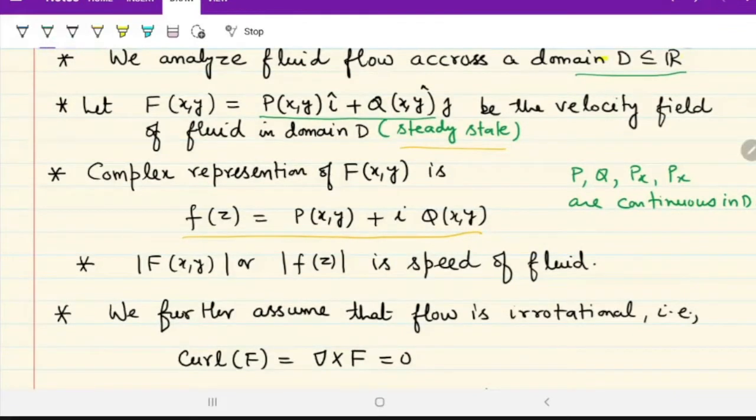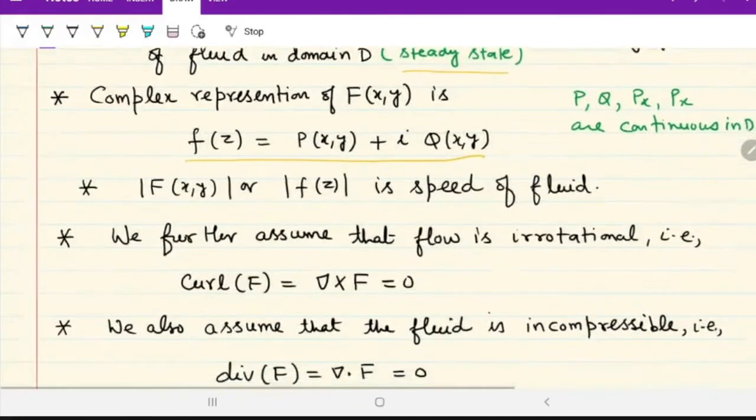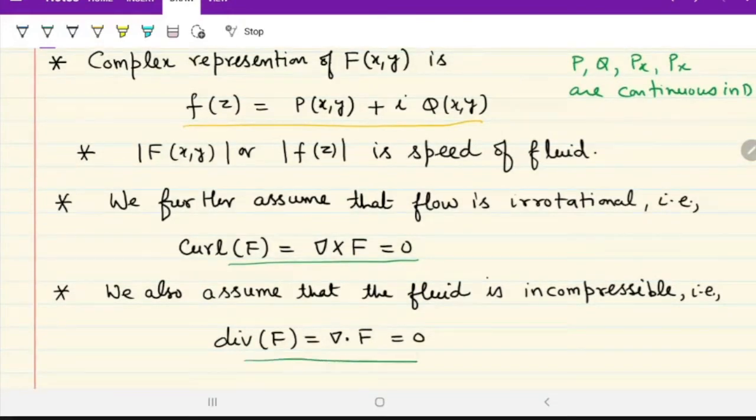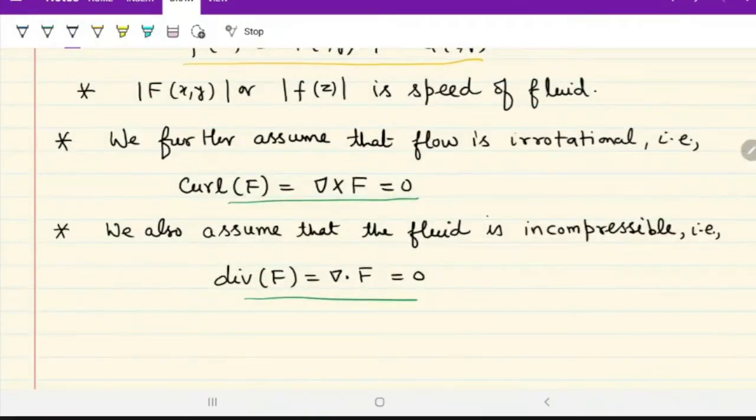We will further assume that our fluid flow is irrotational. That means curl of f is 0. That is, the net rotation in a fluid particle is 0. And moreover, we'll be assuming that it is incompressible. That means its divergence is 0. So by an incompressible fluid, we mean its density is constant at each point in the domain. So it is homogeneous. Now, as a consequence of these two assumptions, that is curl of f is 0 and divergence of f is 0, we can obtain an interesting result.